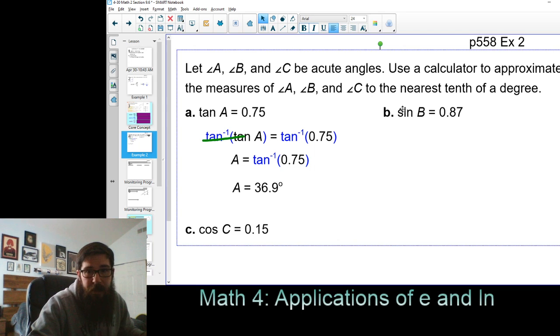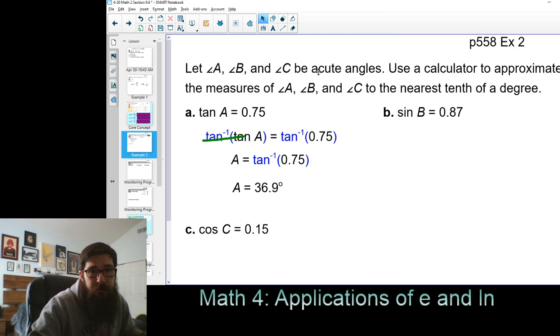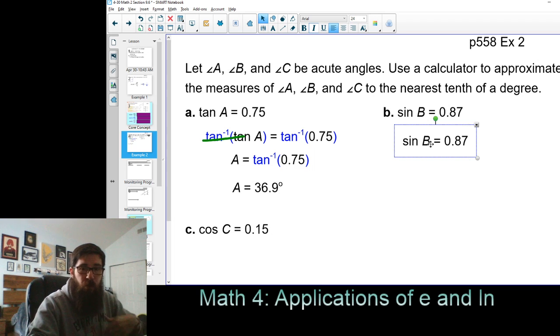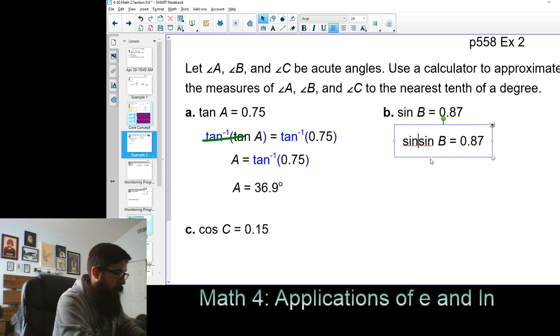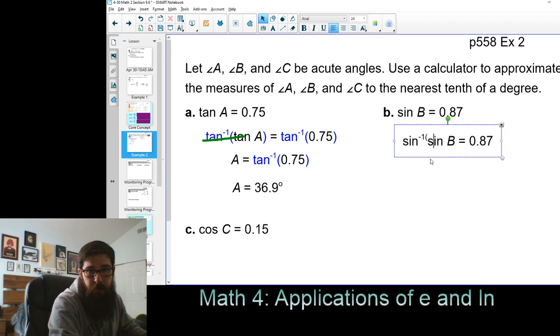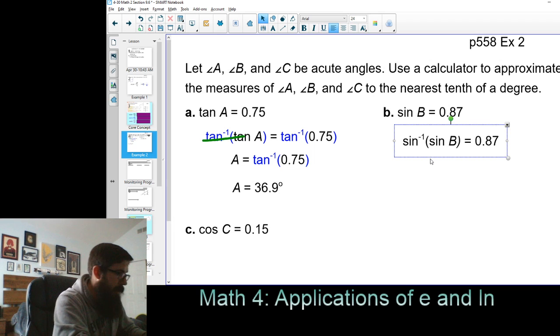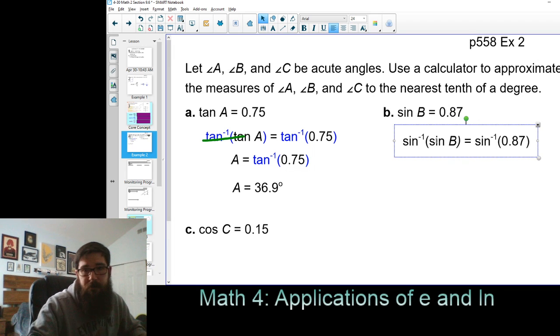I have sine of B, it's 0.87. Well, I want to solve for B. What's going to undo a sine? An inverse sine of both sides. So what that would look like would be this. Again, I'm doing it sort of the longer way this time, and only for this one, just to showcase why it makes sense. But you do not have to do this piece.